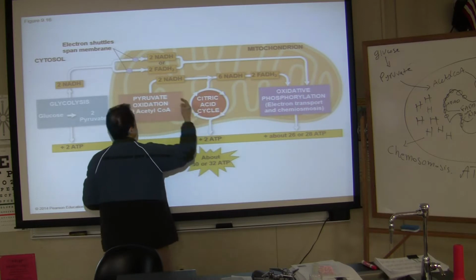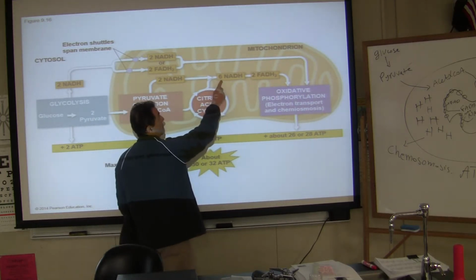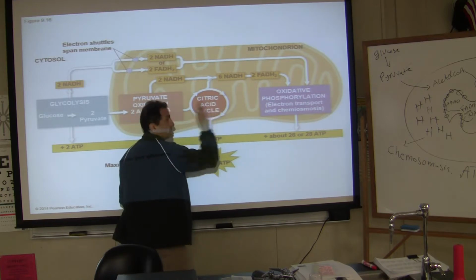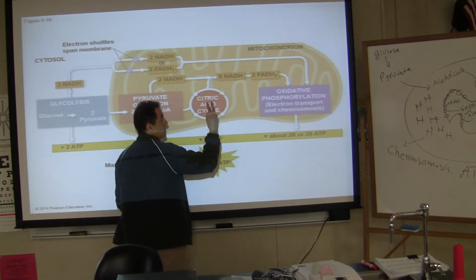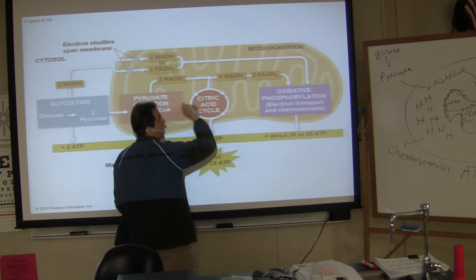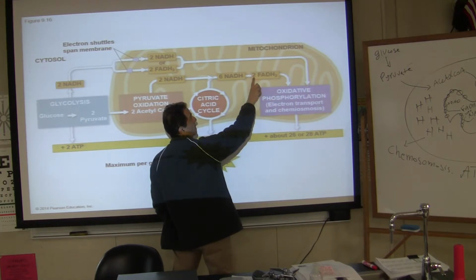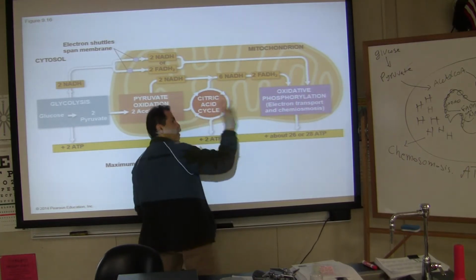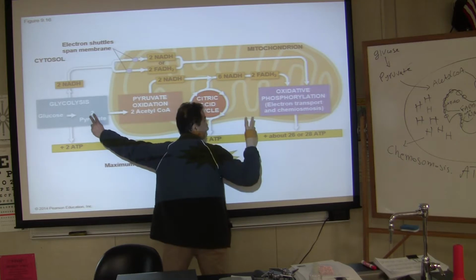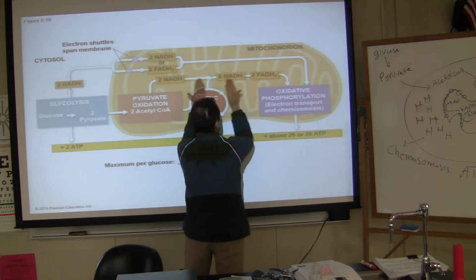Each turn gives you how many NADH? 3, but they wrote down 6 here because it goes around twice, right? It gives you 3 NADH each time, so that's a total of 6 NADH. Each round gives you 1 FADH2. Why did they write down 2? Because it goes twice, because pyruvate is twice. Am I making some sense? Yeah. All these numbers are making sense.